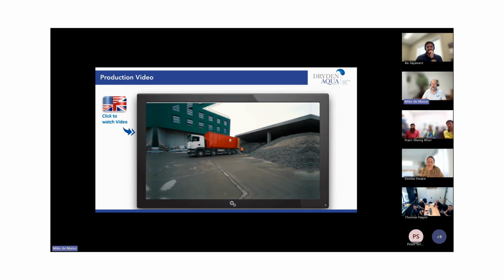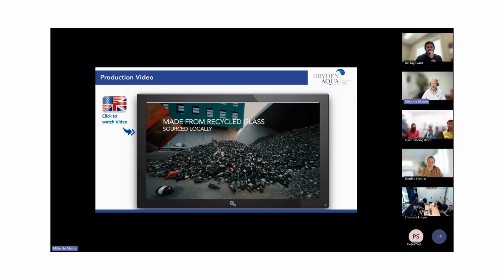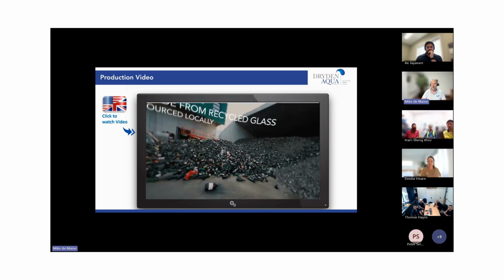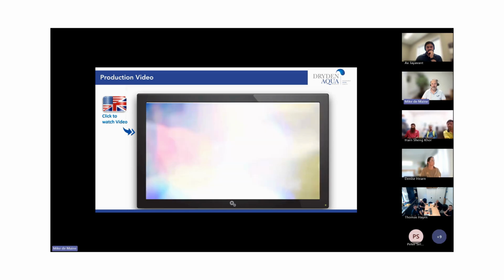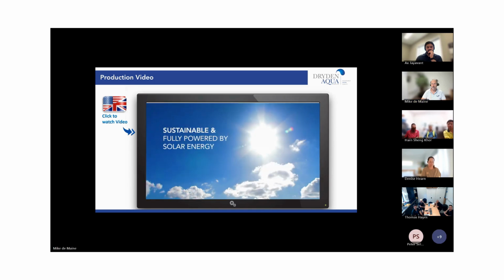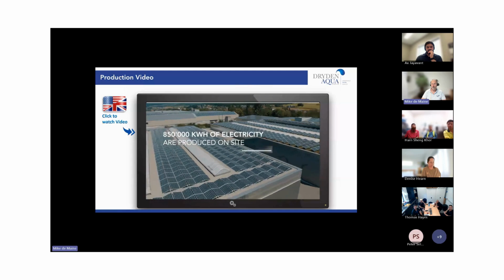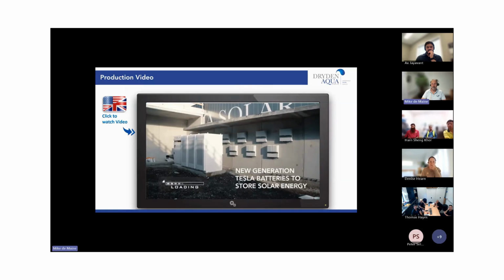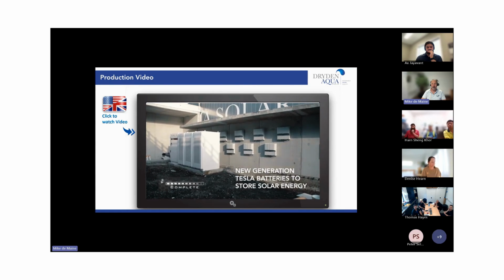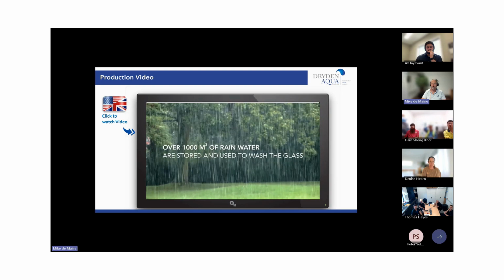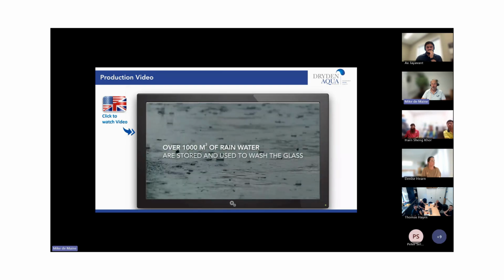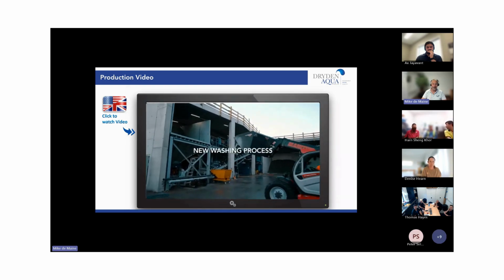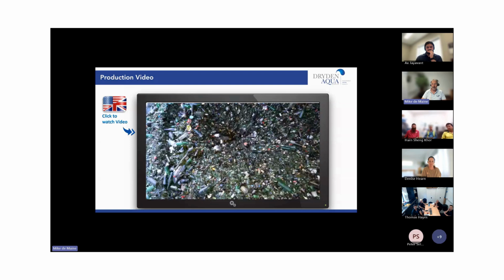You can read what it says on the captions. But this is how the glass comes into our factory, all recycled, and that's how it leaves the factory. Pretty much fully on solar capacity. We've got a much bigger battery than that now; that's the old battery system. We only use rainwater for cleaning our media as well.